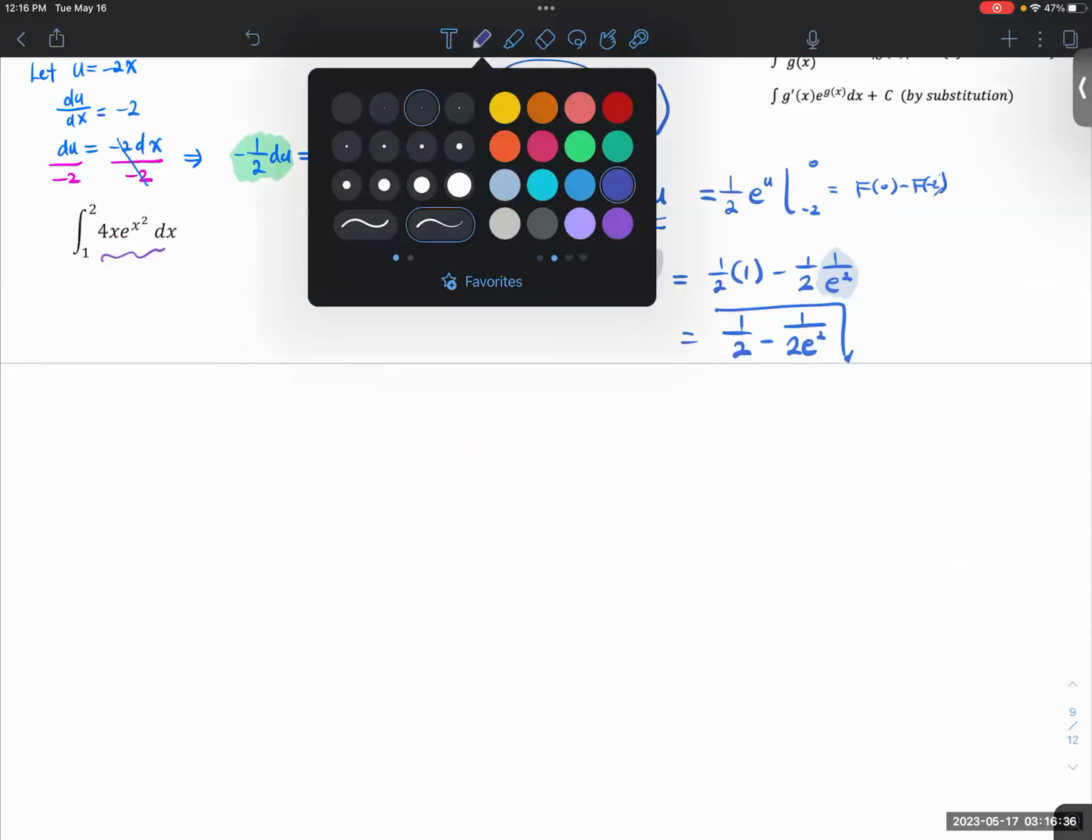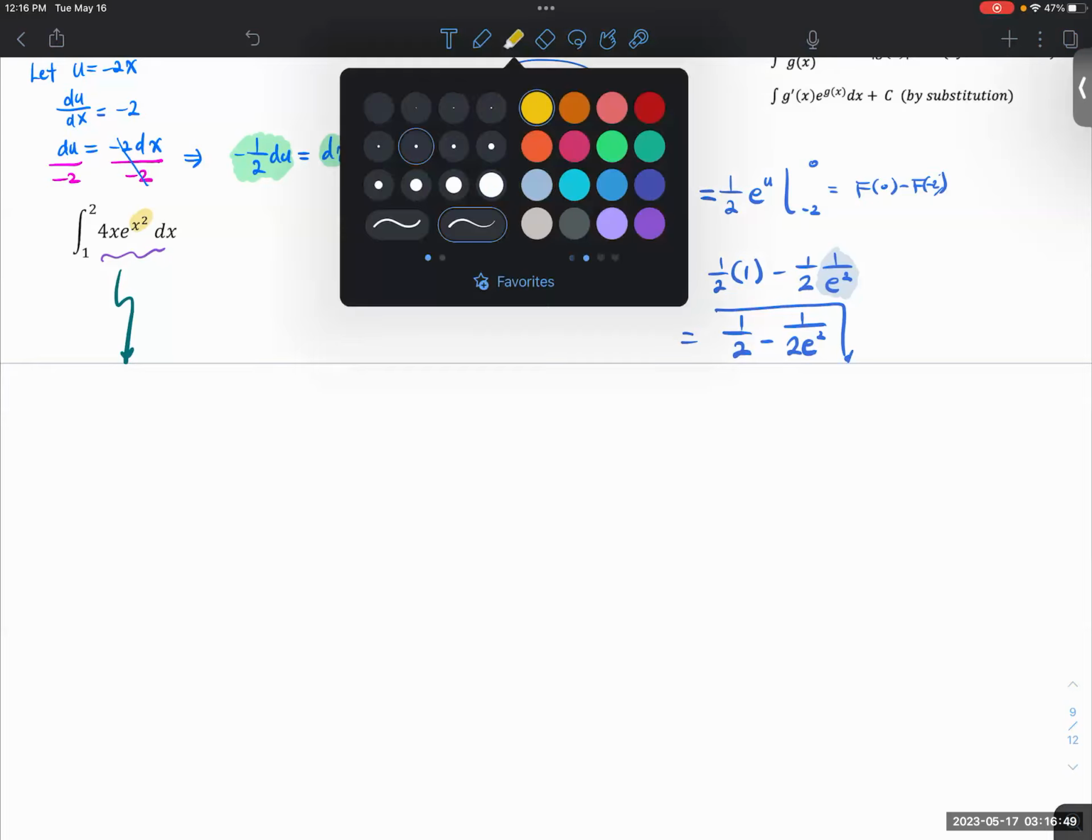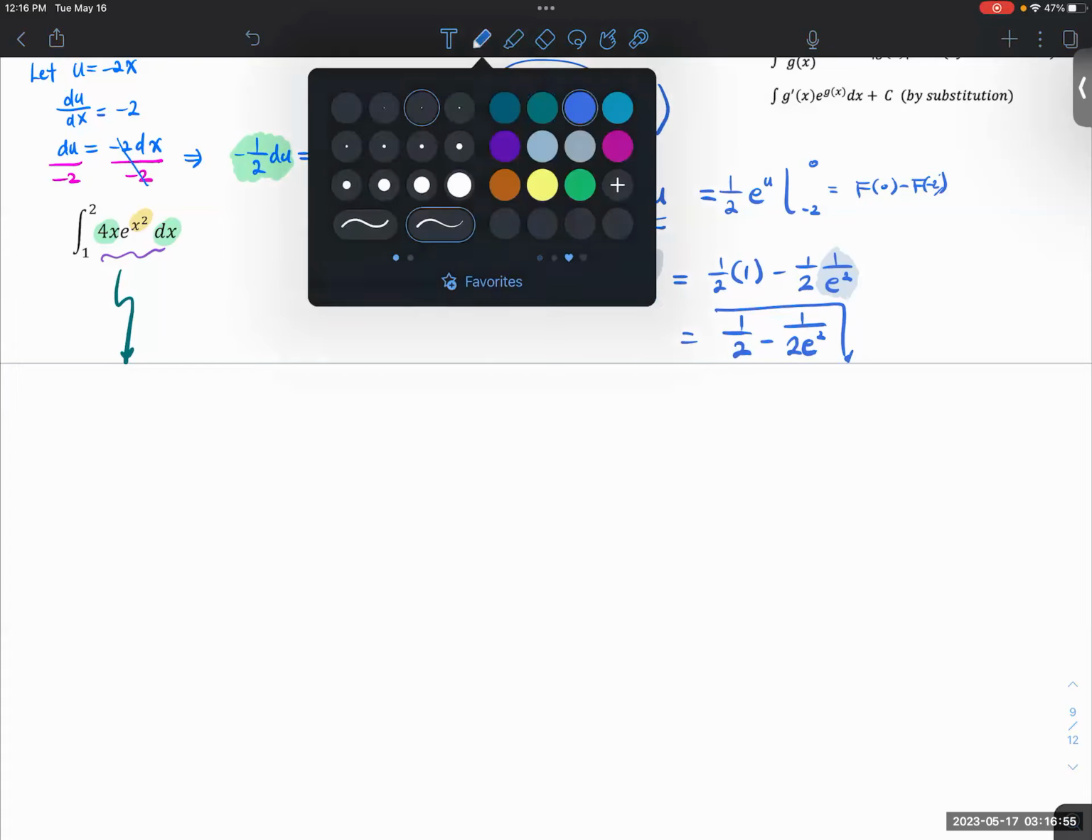Okay, here, I'm gonna change this color. So this one, everybody see? What happened? x to the second has been subbed into e to the x. And then we need to find out what the 4x times dx is, isn't it? So we see the structure, we checked.